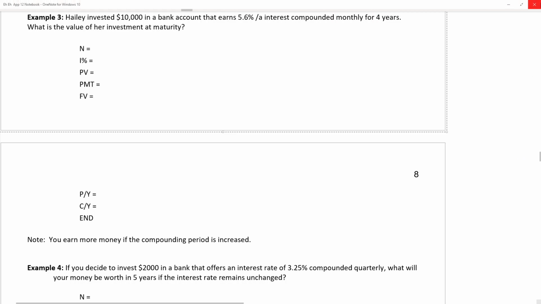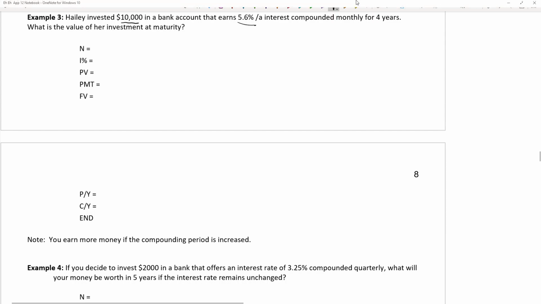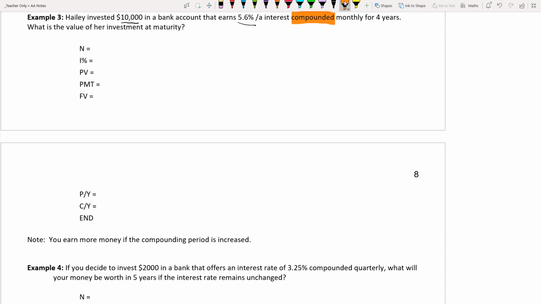All right, let's start on example number 3. I've invested $10,000 in a bank account that earns 5.6%. Now, here is where I'm going to start being very careful. Compounded monthly, so I'm going to look after that over 4 years. What is the investment at the maturity? So again, we're talking about what is the future value. So that's what I want to compute. So that's what I'm going to be calculating in my calculator. So let me move on.